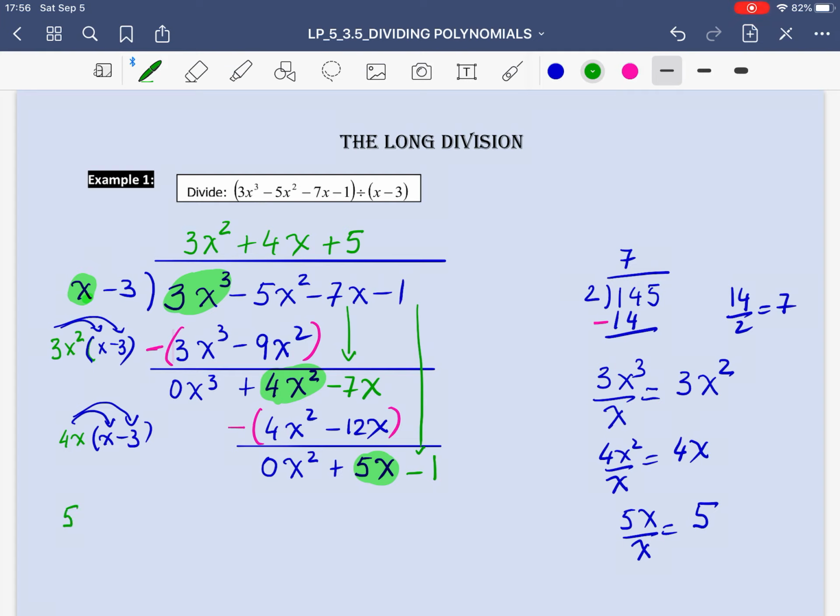And right here we're going to multiply number 5 by x minus 3, so our quotient. So 5 times x is 5x. 5 times negative 3 is negative 15. We'll draw the line again, and we'll subtract 5x minus 5x, 0x. Negative 1 minus negative 15 is positive 14.